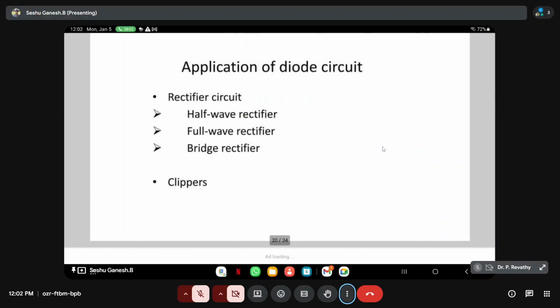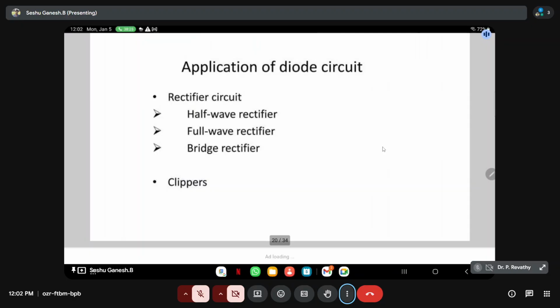And applications of diodes, all the four types of diodes we have seen. We have seen the PN junction diode, then the photodiode, and then LED, and Zener diode also, where we can apply these diode circuits. We can apply them in the rectifier circuits. That is where the AC voltage will be converted to DC. Okay, so we can apply them in the rectifier circuits and also in clipper and clamper circuits.